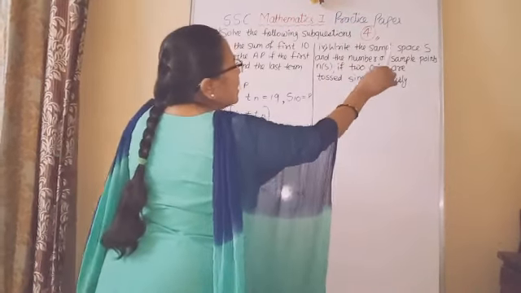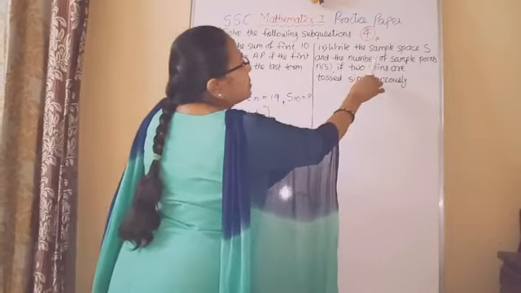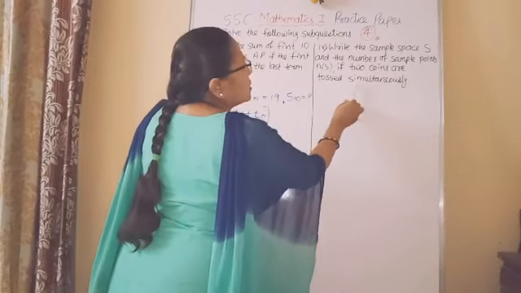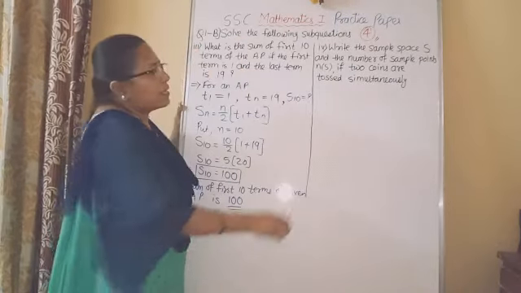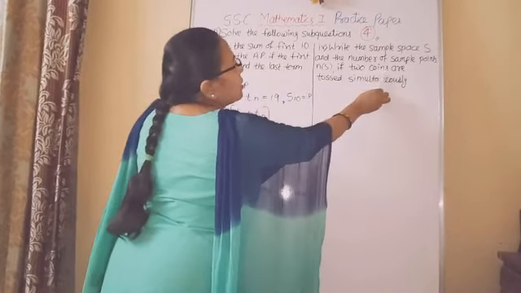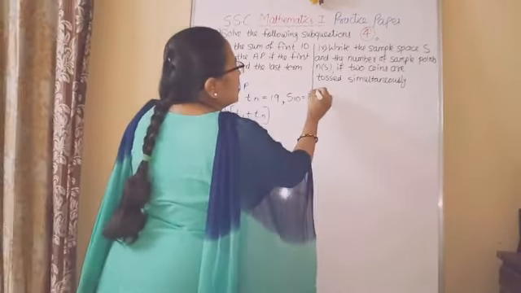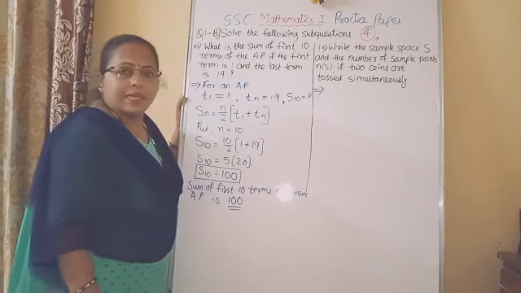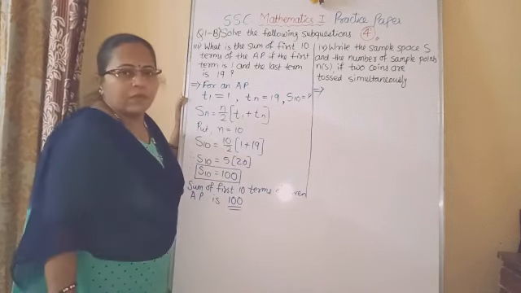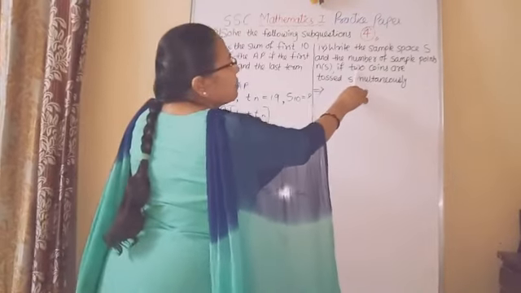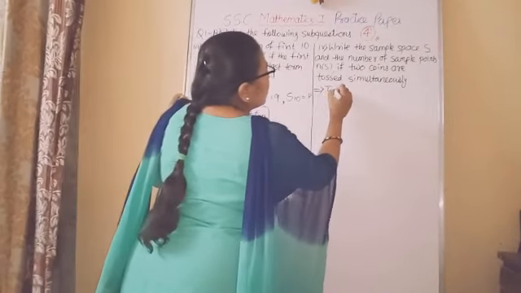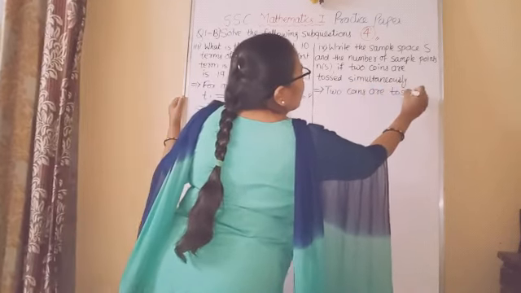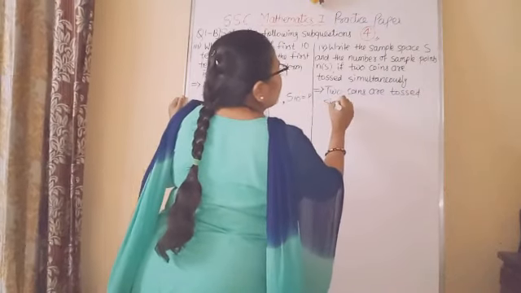Write the sample space S and the number of sample points n of S if 2 coins are tossed simultaneously. Now here the random experiment is 2 coins are tossed simultaneously. So while solving, for a probability type question, first write down the experiment which is given. So which experiment is given? 2 coins are tossed simultaneously.